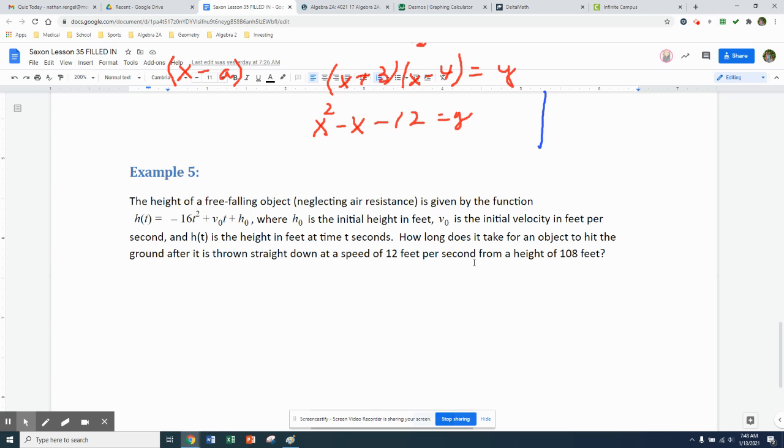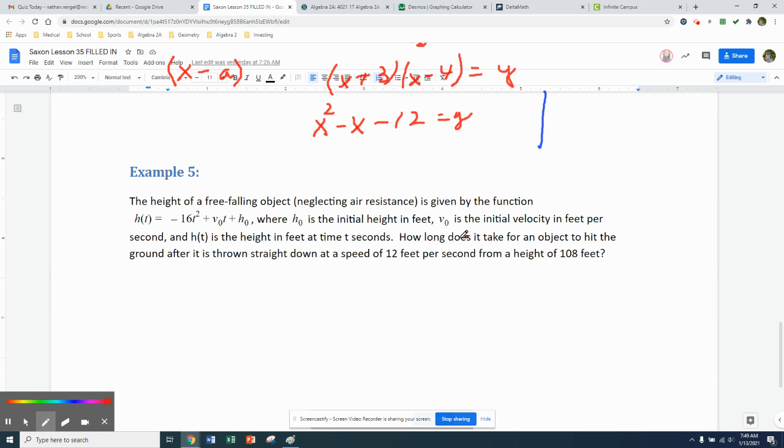It says the height of a free-falling object, neglecting air resistance, is given by the function h of t equals -16t squared plus initial velocity times t plus initial height. So h sub 0 is initial height, and v sub 0 is initial velocity in feet per second. And h of t is the height in feet at a time of t seconds. How long will it take an object to hit the ground after it is thrown straight down at a speed of 12 feet per second from a height of 108 feet?